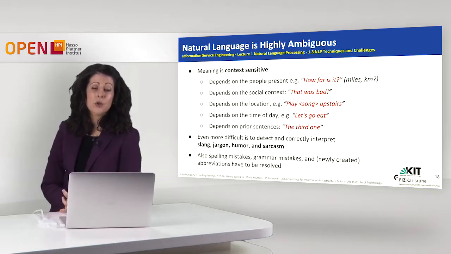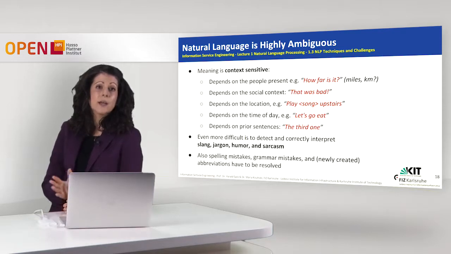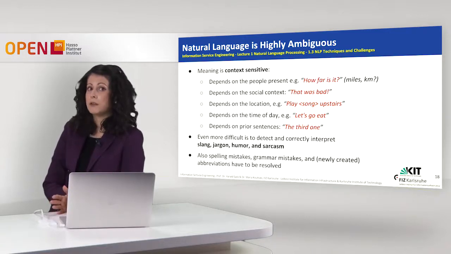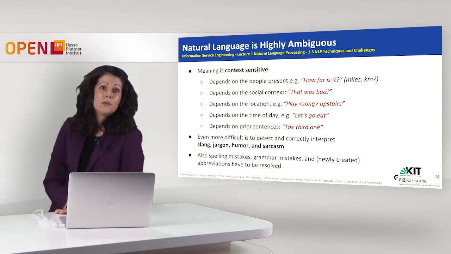So in order to cope with all these problems, especially ambiguity, we need to consider context. We depend on the context in order to make sense of and have the correct meaning of a sentence. So sometimes the meaning of a sentence depends on the people present. For example, for the sentence, how far is it? It depends. Do we understand miles or kilometers?